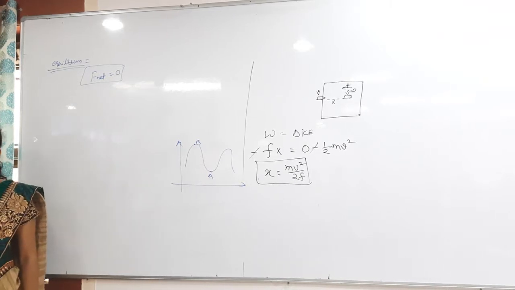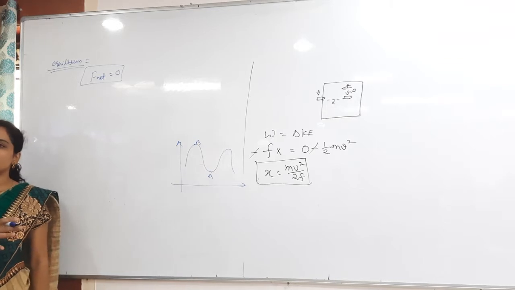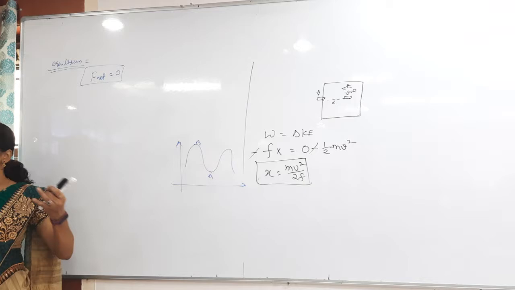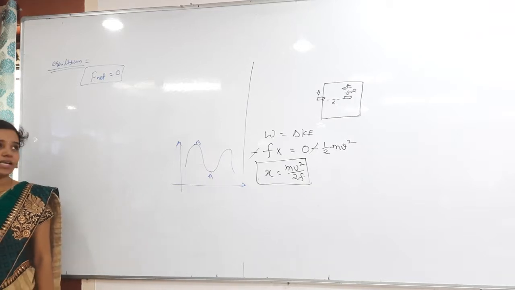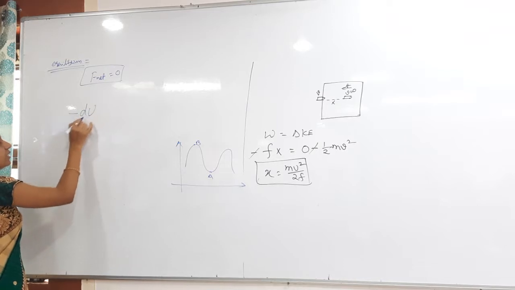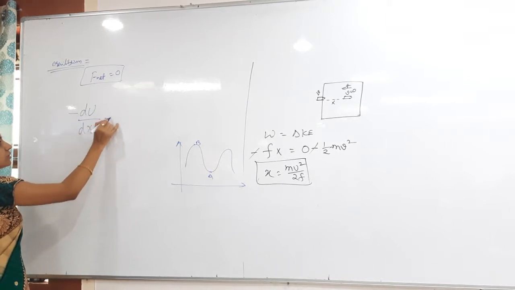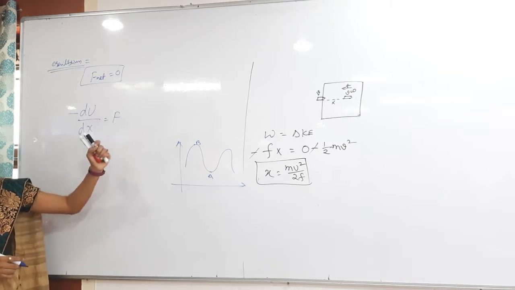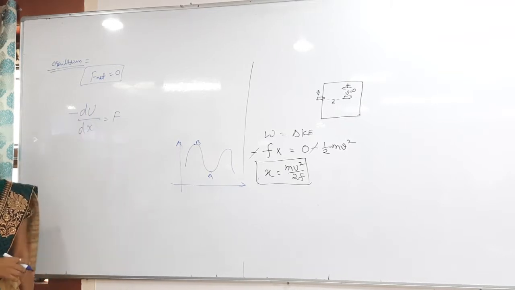For the conservative forces, for example, on the body only conservative forces are acting, for example gravitational force, electric force, like that. So at that time, for the conservative forces, what is the equation? Nothing but du by dx is equal to how much? F. This is the formula I said in potential energy. Minus du by dx is equal to F, we got.